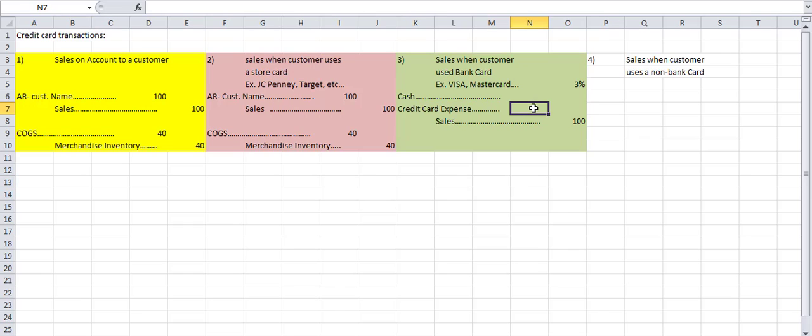But Visa or MasterCard is going to keep 3% of that 100, which means we get $97 from this sale. So even though in the previous two we're going to collect 100, at least we hope to, when we have a Visa transaction, of that 100 we only actually see 97. But the advantage is we don't have to go after that customer.